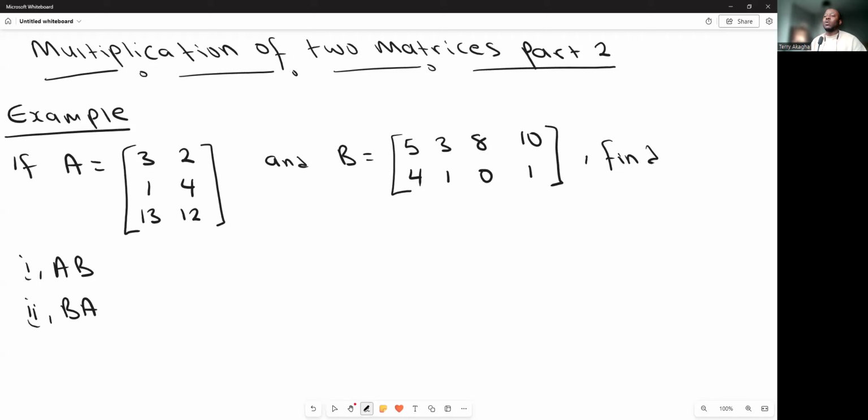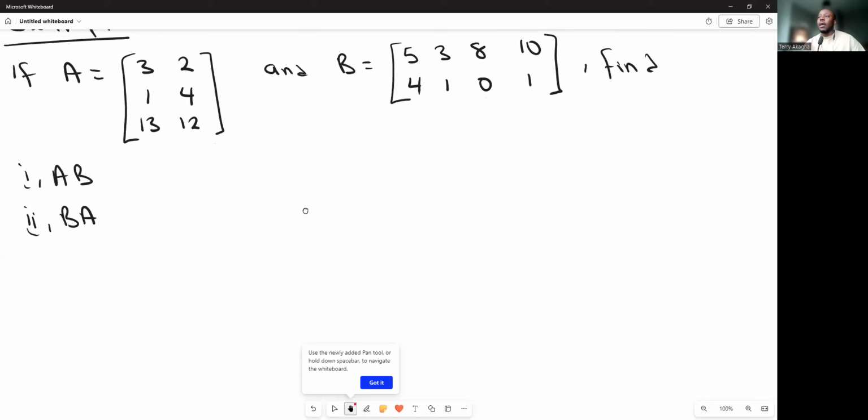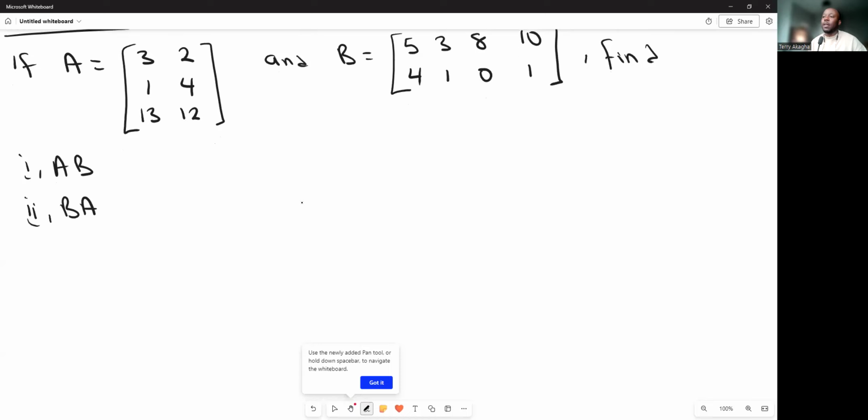Like I told you in the first step, the first thing you need to do is to know the order of the matrices. So we need to first find the order of these matrices and see if it's possible to multiply these two matrices together. So let us find the order now. A, in this example, is a 3 by 2 matrix.